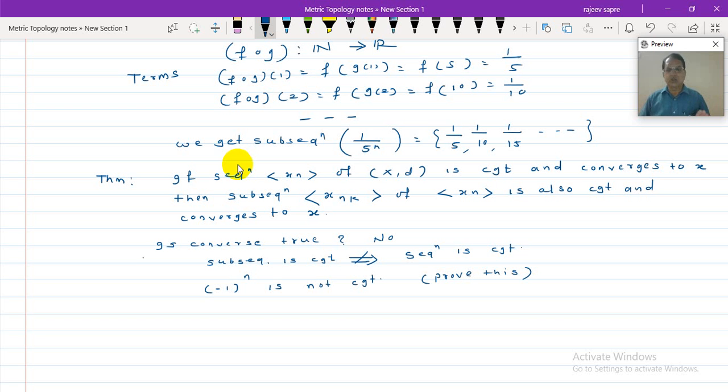Whenever you want to prove -1 raised to n is not convergent, you have to assume the contrary, or you use any method. It is not necessary that whatever method I prefer, you will prefer. But if I want to prove this is not convergent, you assume it is convergent and come to some contradiction. If -1 raised to n is convergent, what will happen?